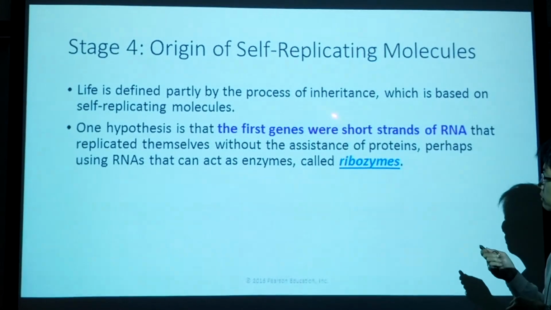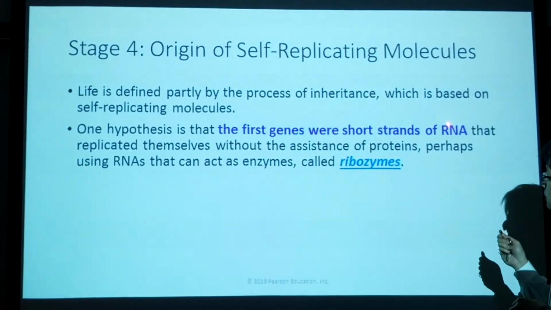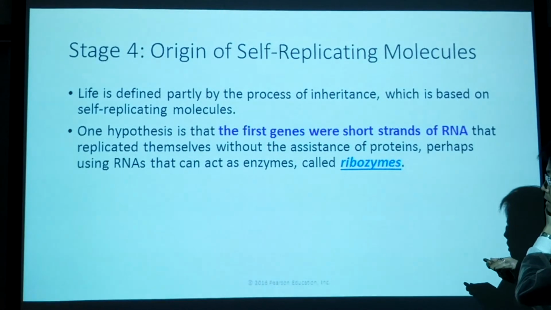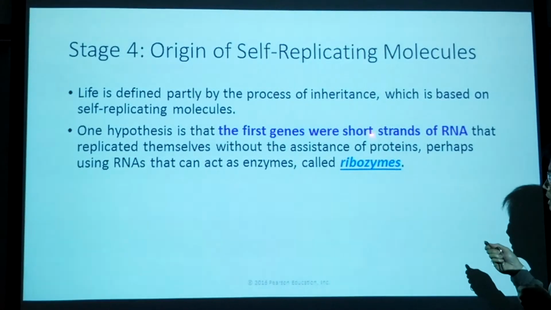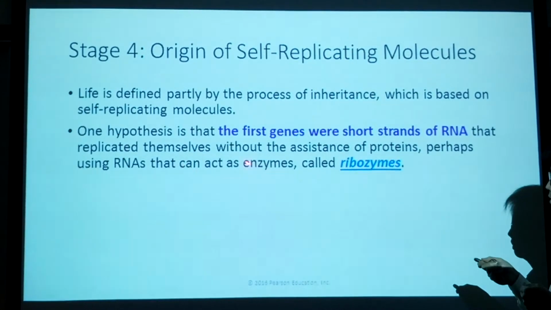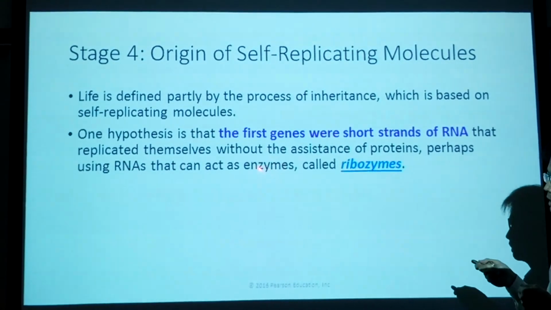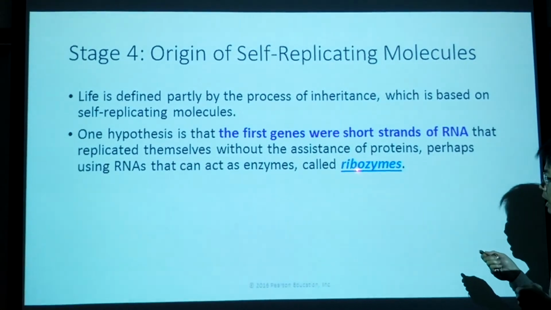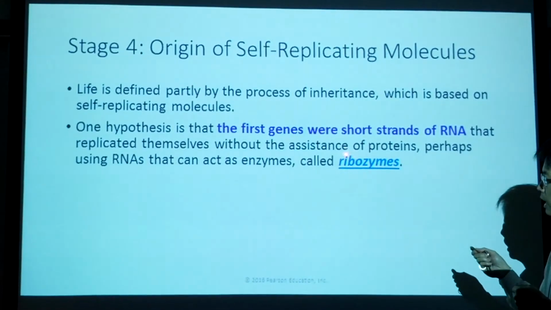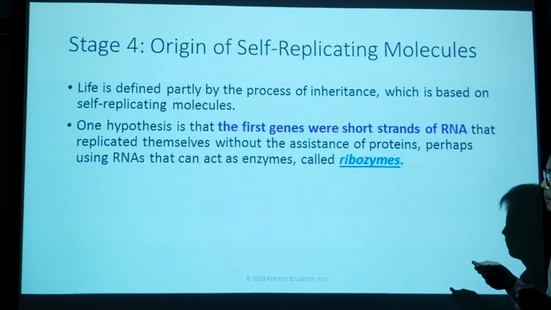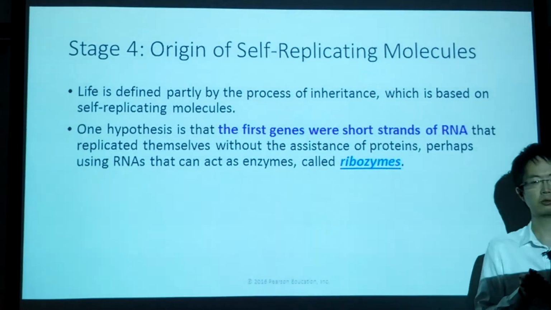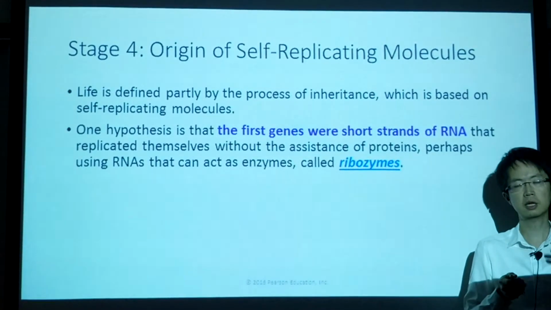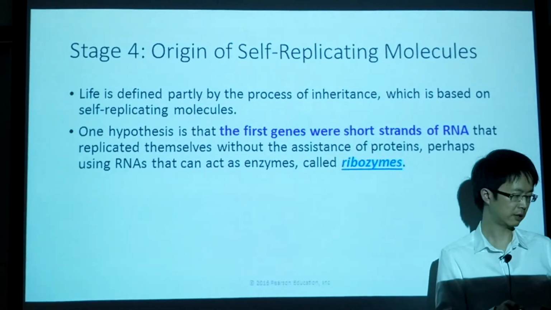So the first genes were actually short strands of RNA. They can replicate themselves without any enzyme or protein, and they are basically using RNA as an enzyme. So we call it ribozyme. So it's an RNA enzyme. That's why RNA is the primitive, the earlier form of the genetic material.